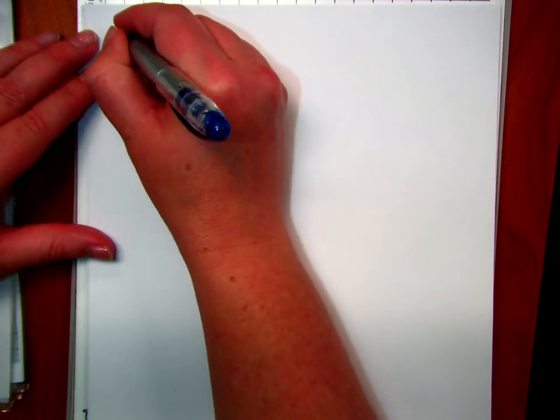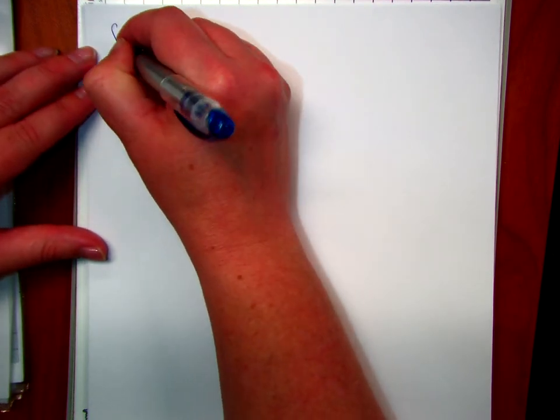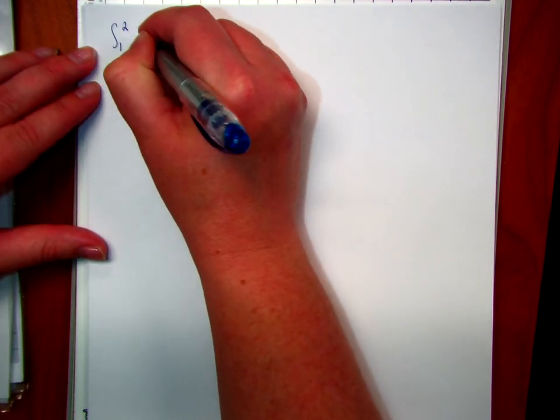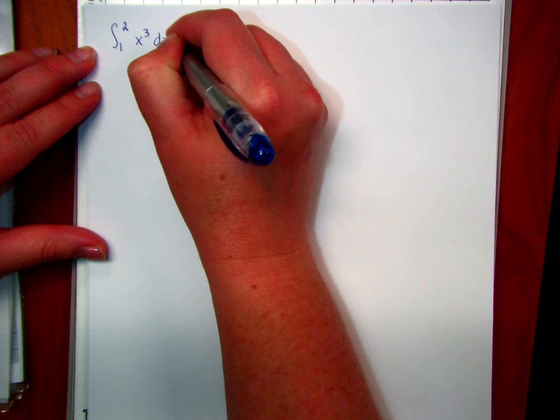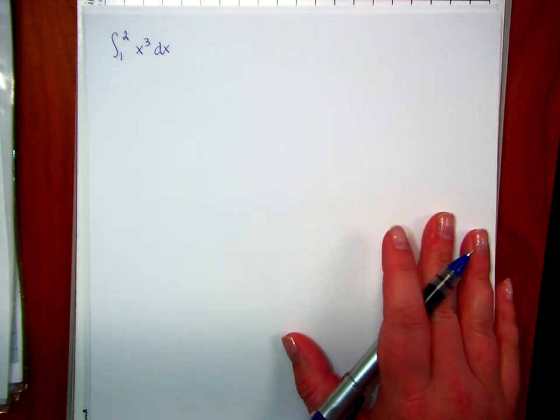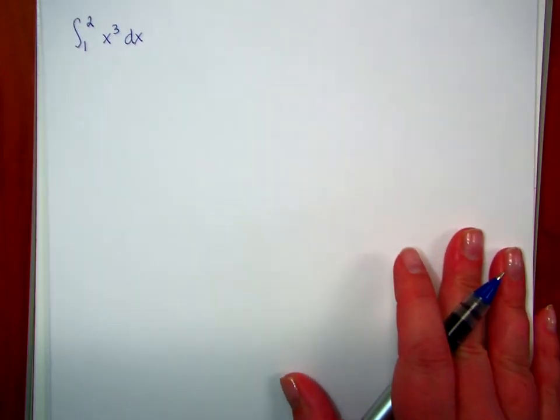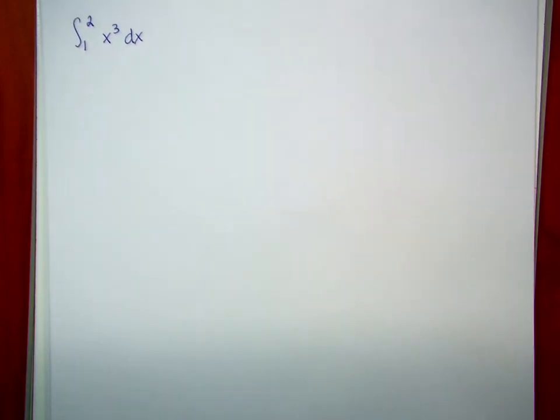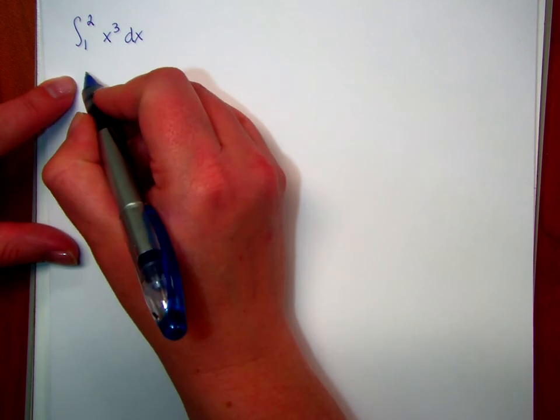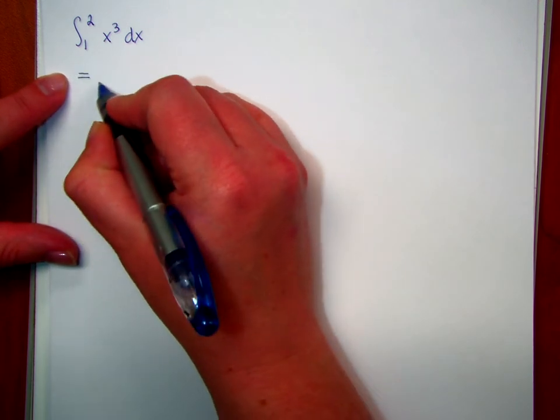So let's do the integral from 1 to 2 of x cubed dx. What's the area between x cubed and the x-axis from 1 to 2? The area is above the x-axis, so our answer should be positive here. The first thing I'm going to do is write the formal definition.